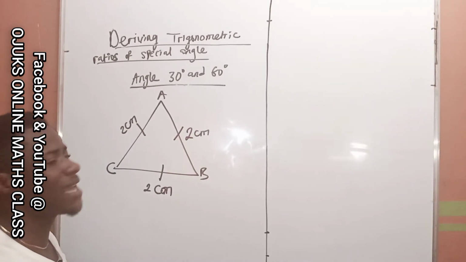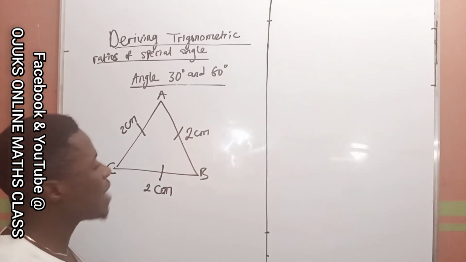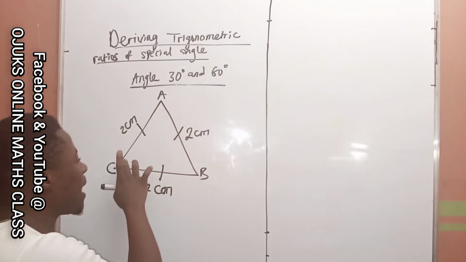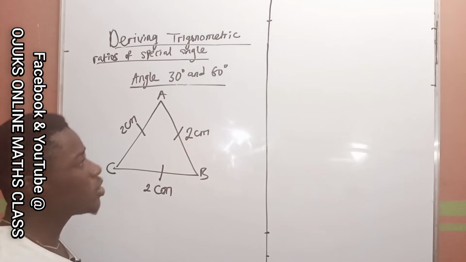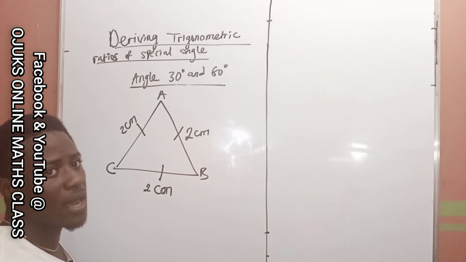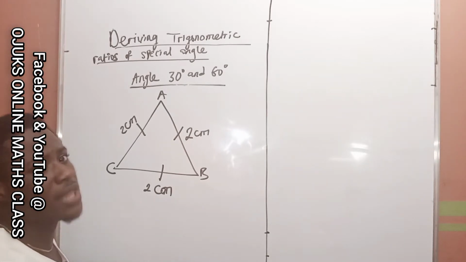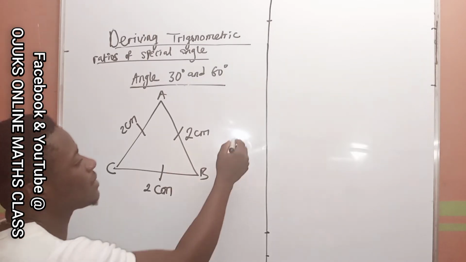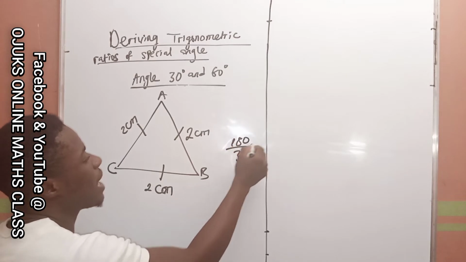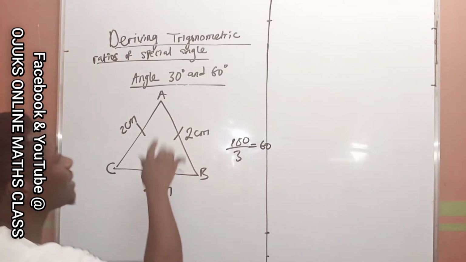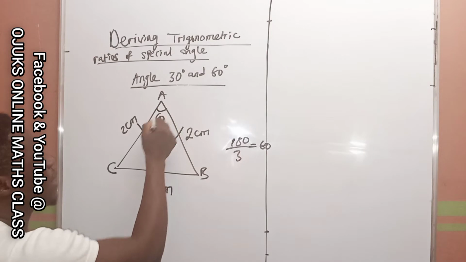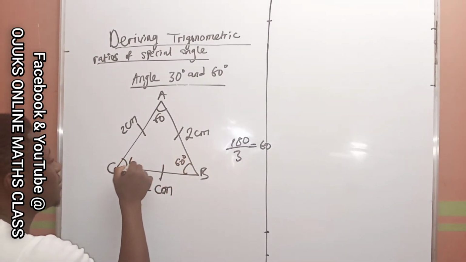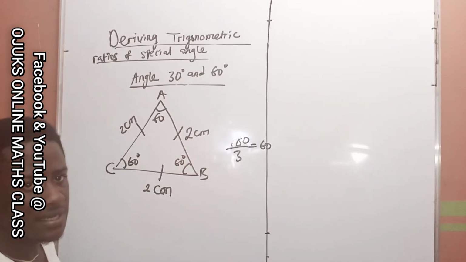Now, apart from all the sides of an equilateral triangle being equal, another major feature of an equilateral triangle is that the three angles are also equal. Having recalled that the total of the angles in a triangle is 180, if you divide 180 by 3, automatically we have 60, which means that each angle of an equilateral triangle is equal to 60 degrees. So this is the second step.